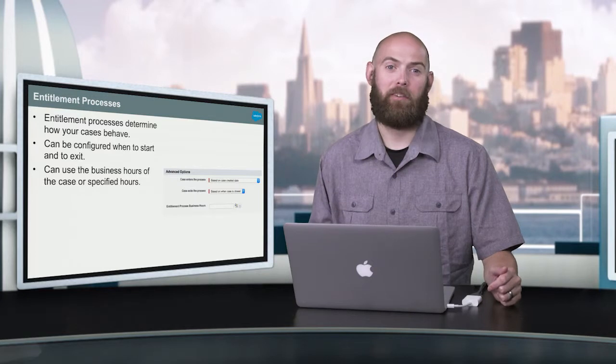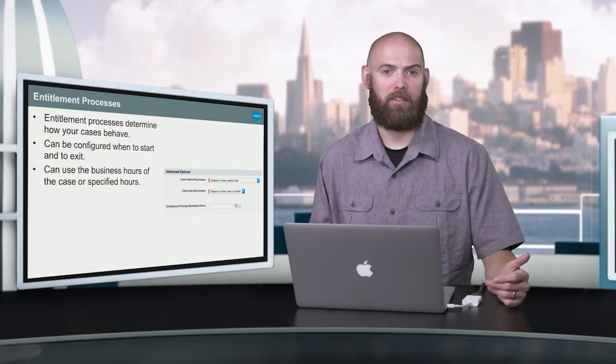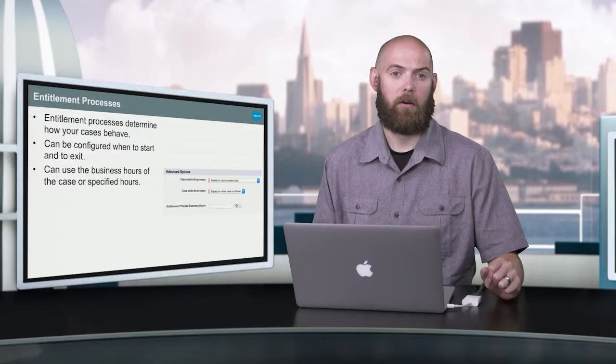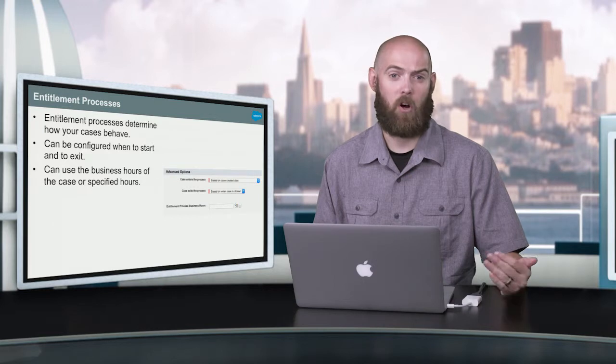So let's talk about entitlement processes. Entitlement processes determine how your case will behave. They can be configured for when to start and when to exit. For example, in the screenshot here, it'll start the process based on the case's created date, and it'll end when the case is marked as closed. You can also use specific business hours, or you can use the business hours that are specified on the case. For example, with our 24/7 entitlement process, we can say only use that hour and override what is on the case.